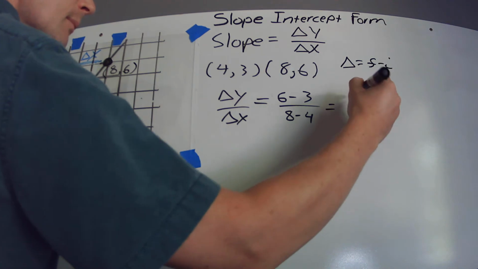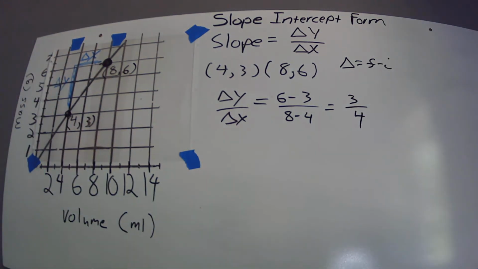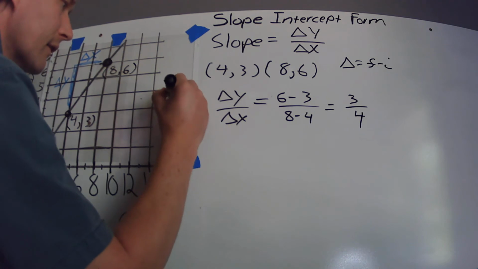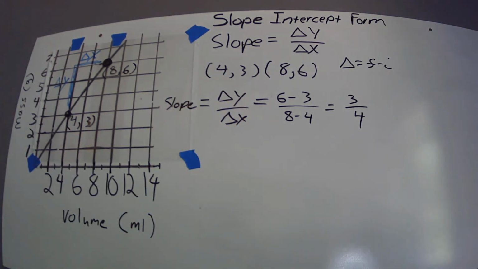And when I do the math, that looks like it's 3 over 4. Now one thing to be careful of in science, I'm going to write slope equals, because I'm actually working out the slope right now. So let's put that in. In science, we don't actually report many fractions unless we're talking about a ratio, and we are not talking about that in this. We're not talking about a ratio because we have two different units.